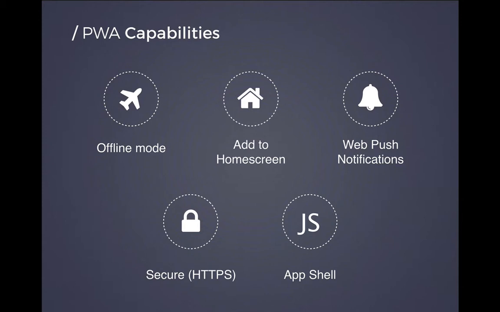In addition, a progressive web app must be served over HTTPS and use an application shell or app shell architecture that instantly loads on the user screen, similar to what you see in native applications. In essence, a progressive web app is a single-page application written in JavaScript.